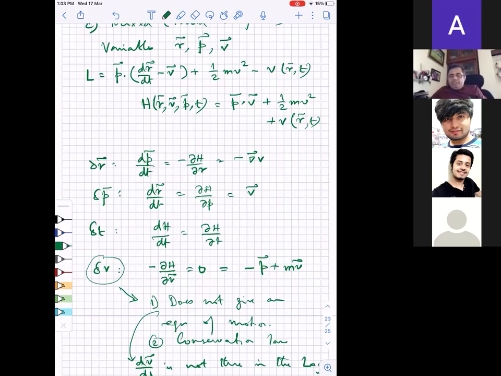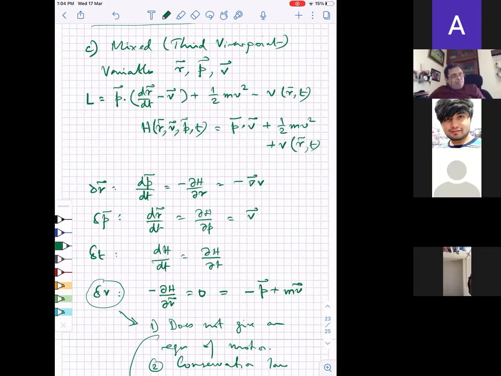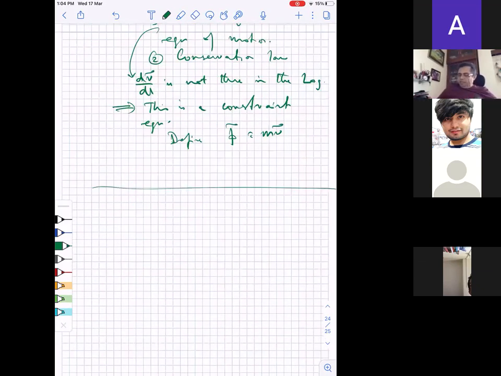So if you look at the definition of v as dr dt and p is equal to mv, then you will go to your Lagrangian definition. If you make the definition of v as p by m, then we'll go to the Hamiltonian definition. These two look the same, but these are not fundamentally the same. In one case, your definition of v is p by m. In another case, your definition of v is dr dt and p is equal to mv.